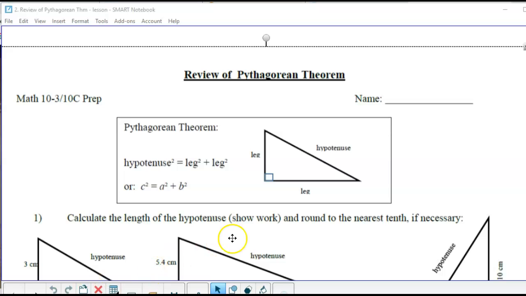Okay, we're going to review the Pythagorean theorem from junior high. We've talked a little bit about it already this semester, but we're just reviewing it a little bit more here. So, just going to set up my screen a little bit better.